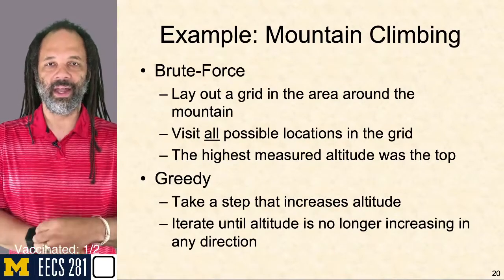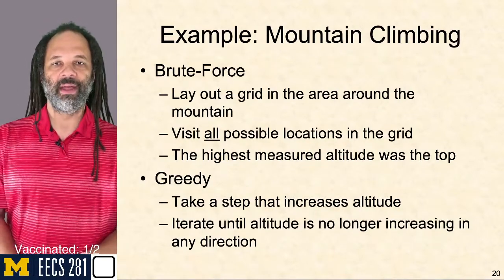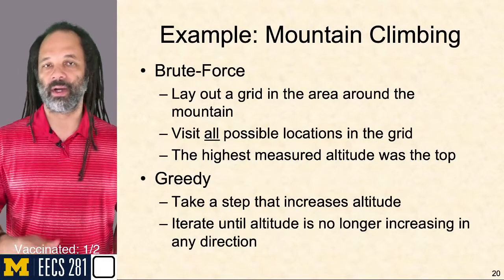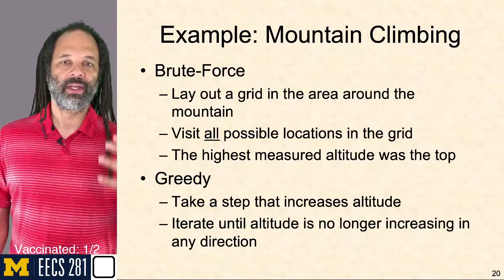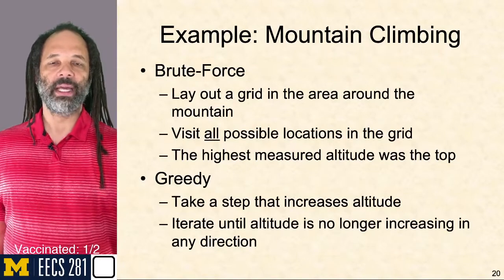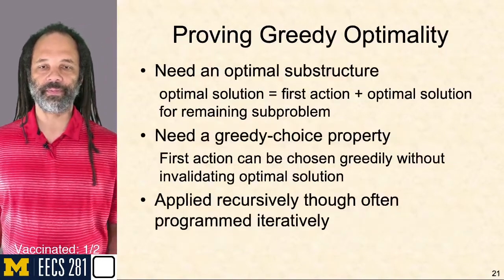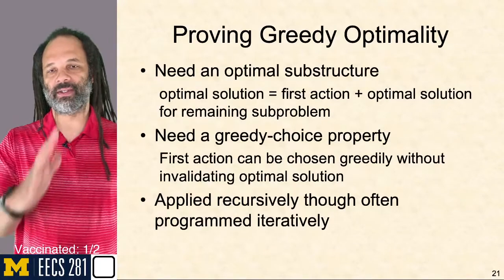So this is another example of a greedy algorithm that can work depending on where you start, but it can also get trapped. So it's not guaranteed to always give you a globally optimal solution. How do we prove this? This is the tough part.